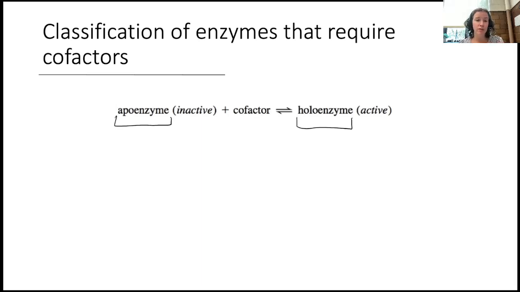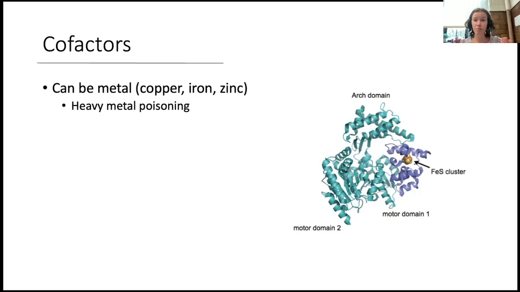And now let's look at a few different examples of cofactors, because they can be pretty different from each other. A great example of a cofactor is a metal ion. Think copper, think iron, think zinc. There's a picture here on the right, folks, of a protein that uses an iron-sulfur cluster to help it perform its chemistry. Iron-sulfur clusters are very common, and we will see an example of many proteins that contain iron-sulfur clusters when we discuss the electron transport chain.